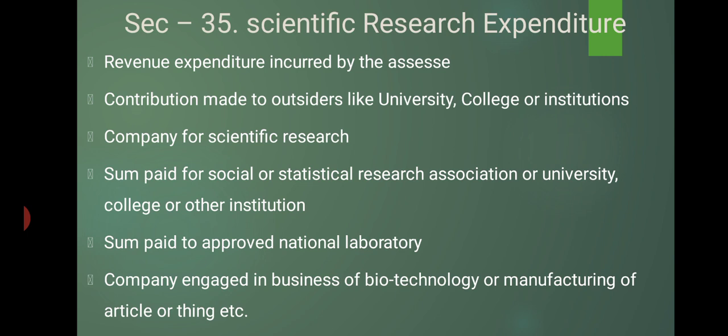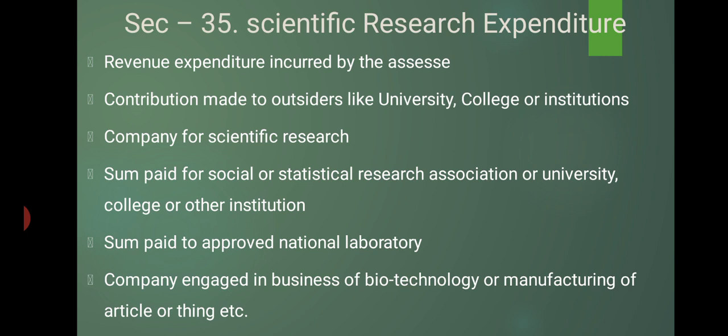Suppose a company is engaged in the business of biotechnology or any other business of manufacture or production of any article, not being an article or thing specified in the list of the 11th Schedule. Any amount contributed towards this, a deduction of a sum equal to 150% of the expenditure will be allowed. Here also there is a restriction. The amount is limited to 100% from the previous year onwards. That means next year onwards this amendment will come into force.